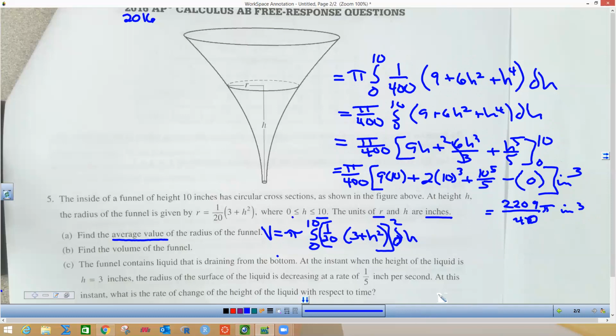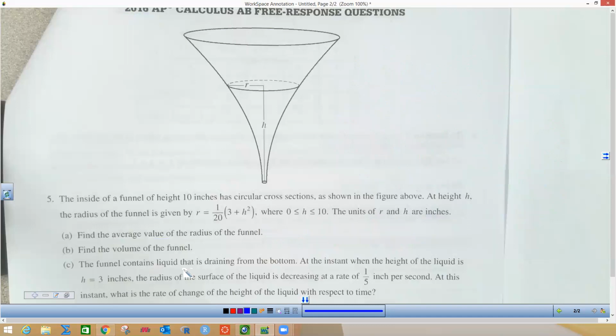Then the last one, part C. Part C is a related rates problem. It says the funnel contains liquid is draining from the bottom. So this liquid, let's say it's up to there, it's coming out, there's liquid coming out right here. At the instant, the height of the liquid is 3 inches. So we're going to find this value when h is 3.